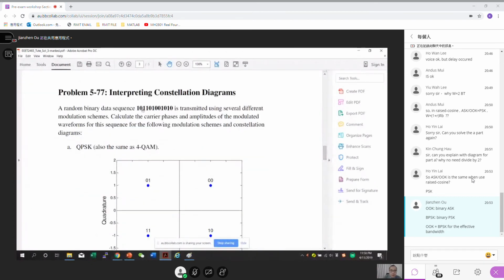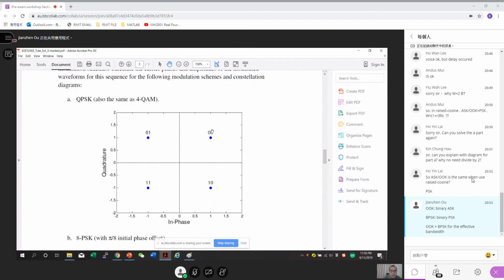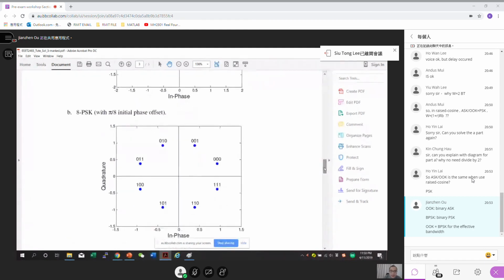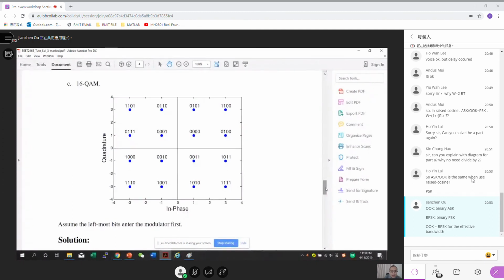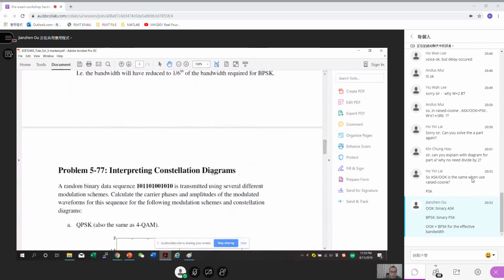So given the data sequence 1011 01 00 1010. For the QPSK, which is M equal to 4, you're getting 4 levels, 4 dots. For 8PSK, you're getting 8 dots. Then for 16 QAM, you're getting 16 dots. The question asks: calculate the carrier phases and amplitude of the modulated waveform for this sequence, for the following modulation schemes and constellation diagrams.